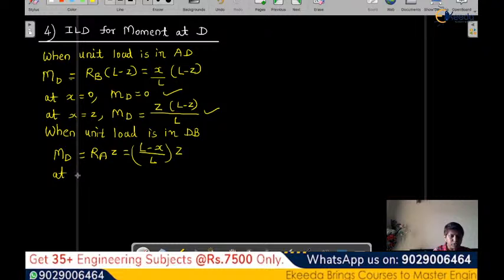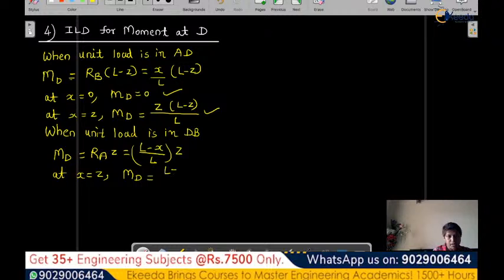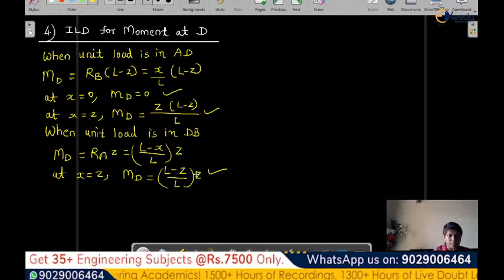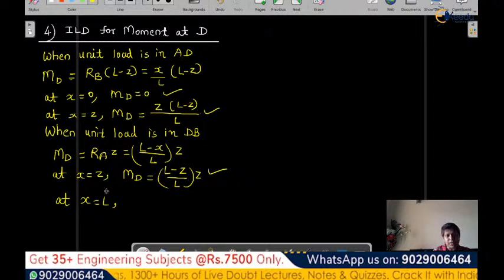So at X equal to Z, our equation M of D will become (L minus Z) by L into Z. If you can see here, this value and this value are matching, right? So it is the same point. That is at X equal to Z, and when X equal to L. Why is it Z and L? Because now the unit load is in portion DB.